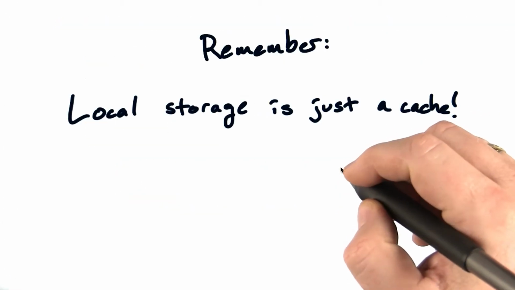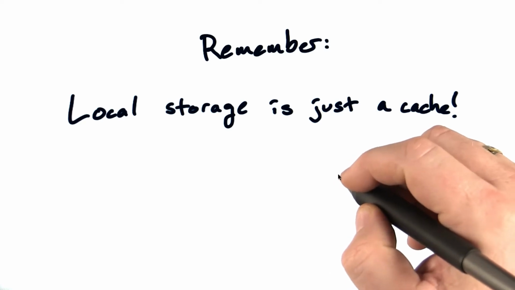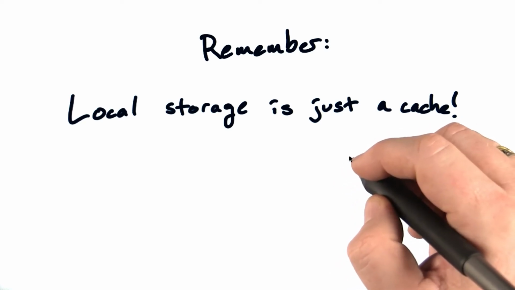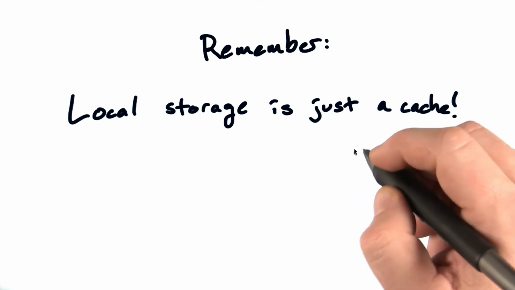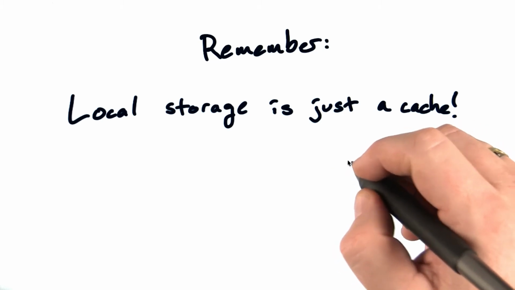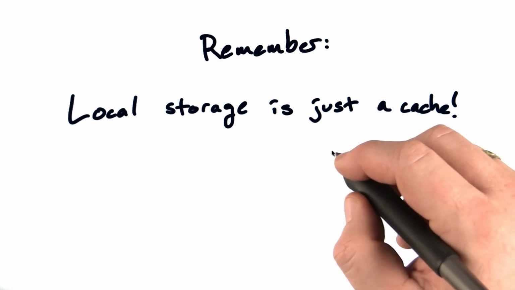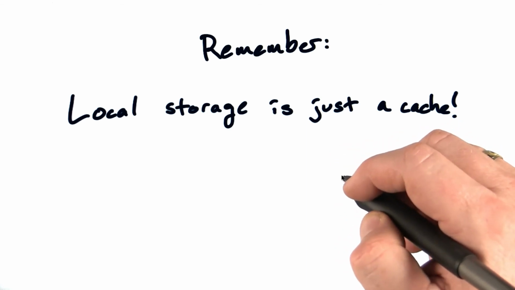One final reminder, though. Keep in mind as you design your application that if the user clears their data from the machine, any data stored locally is going to be deleted, so you shouldn't store the only copy of important data on the client. Local storage is really just intended to be used as a cache.